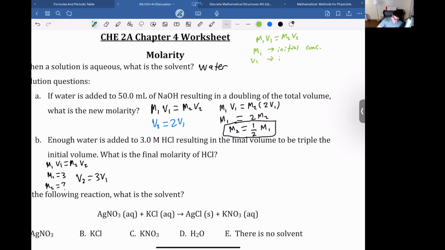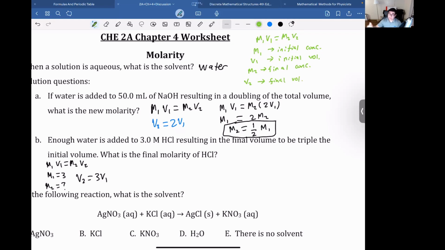V1 is the initial volume. M2 is the final concentration, or molarity. It can vary a little bit. And then V2 is the final volume. So one indicates initial, two indicates final.